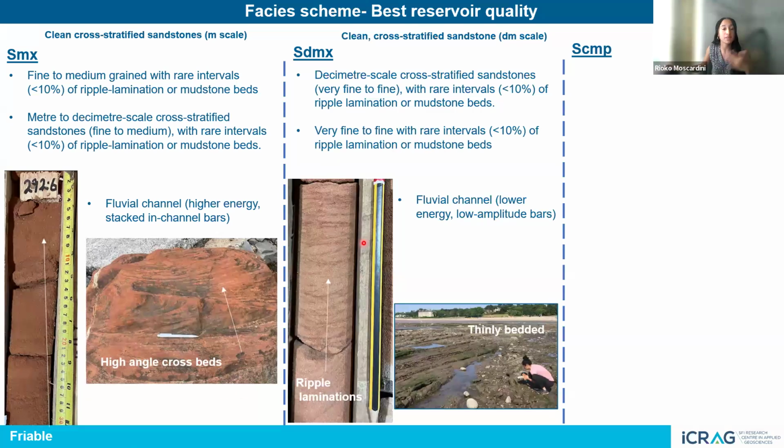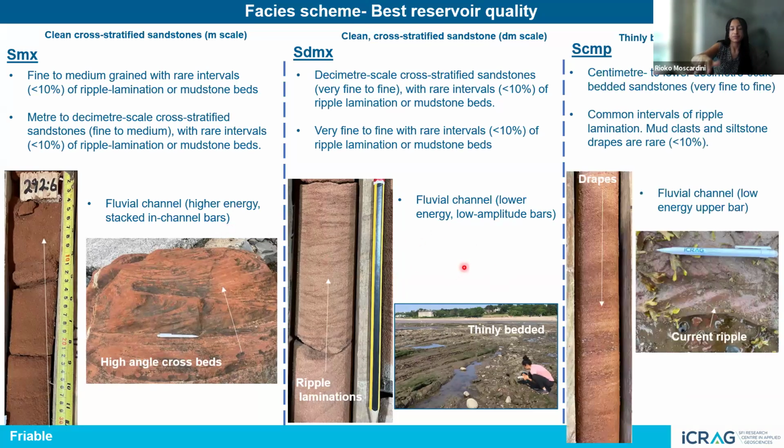Here we have similarly clean cross-stratified sandstone, but the difference between these is the angle of the crossbeds. So in this section, we had lower angled crossbeds, and that tells us that the environment is slightly different. Here we had a high energy fluvial channel environment, but here we're having a lower energy environment.